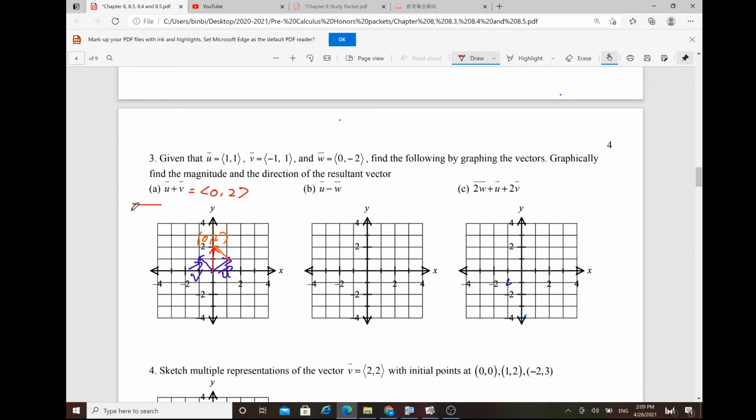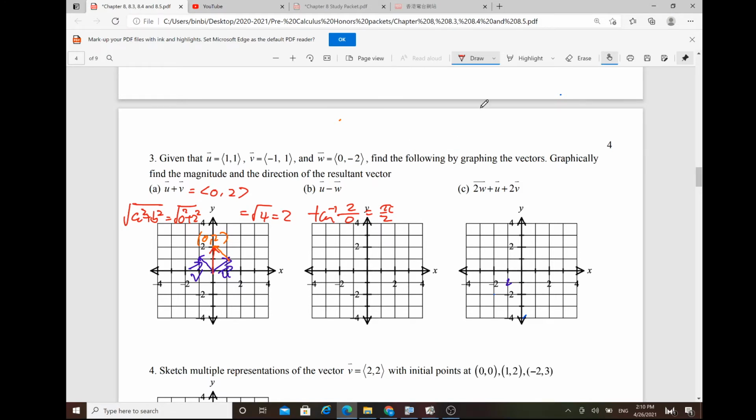Okay, so we need to find the magnitude. Square root of a squared plus b squared. So square root of 0 squared plus 2 squared, which is what? Root 4. So it's 2, the magnitude. And also the direction: inverse of tangent of b over a. So 2 over 0, we do know that's undefined. Inverse of tangent is undefined. That means consider pi over 2, 90 degrees. And this also tells you it's perpendicular, pi over 2.